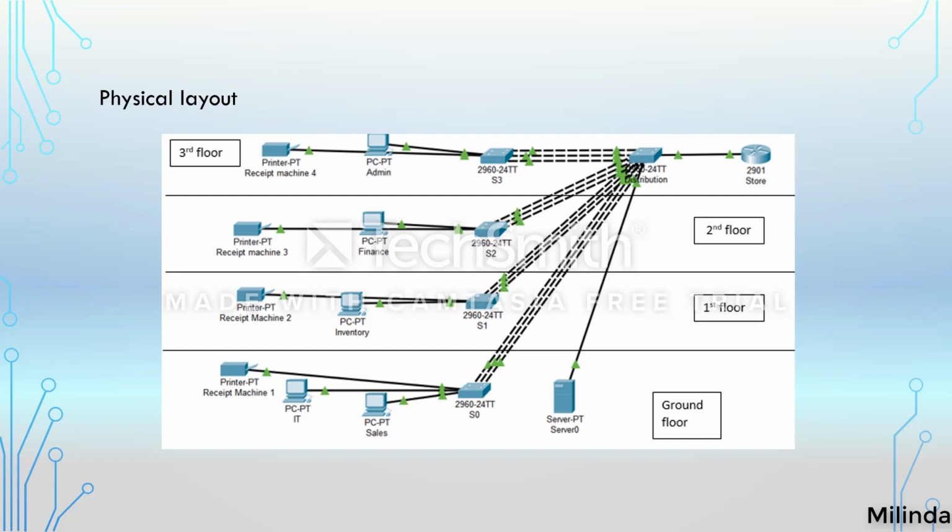And then this is the physical layout according to the building. The third floor would be having the router, the distribution switch, and the third floor access switch with the terminals. The second floor will be having its own access switch with the terminals. The first floor will be having its own access switch as well as its terminals. And the ground floor is where our server is located, as you can see over here, with the ground floor access switch. A receive machine is connected to each floor, from the ground to the third floor. Also, the sales and the IT VLANs will be located on the ground floor, the inventory on the first floor, finance on the second, and admin on the third.